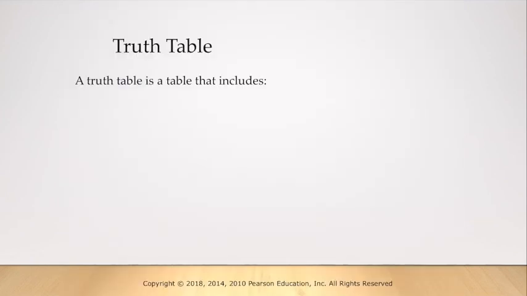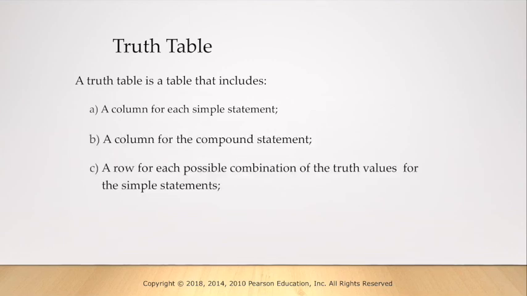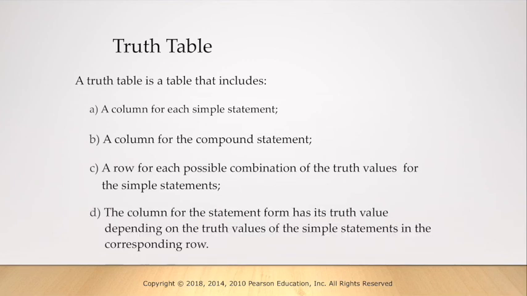So a truth table is a table that includes a column for each simple statement, a column for the compound statement, a row for each possible combination of truth values for our simple statements, and the column for the statement form has its truth values depending on the previous truth values in the corresponding row.